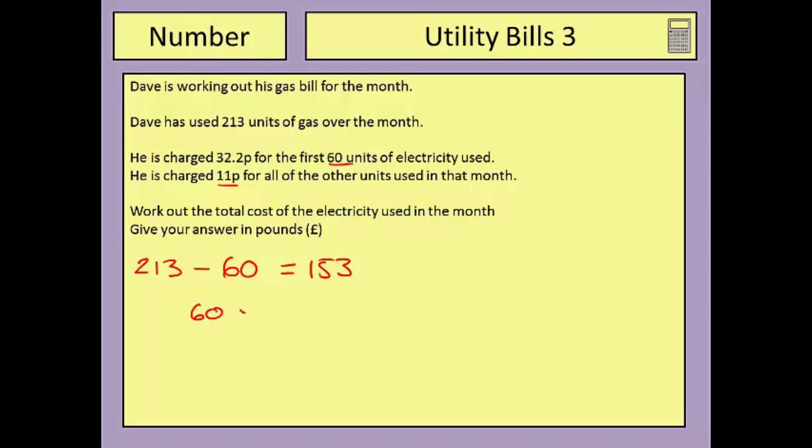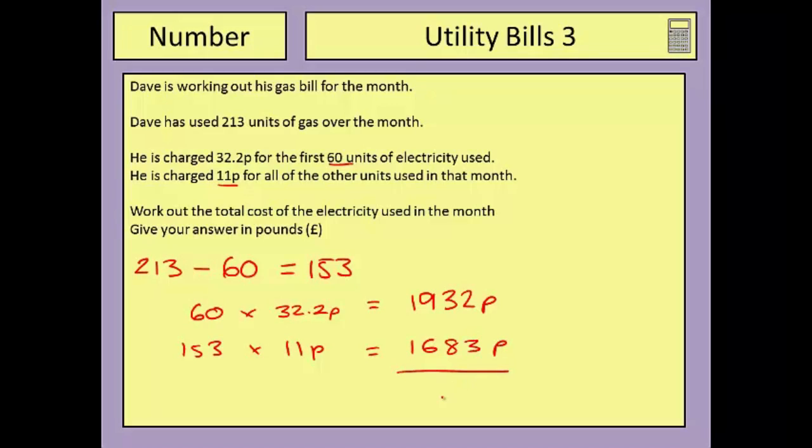So I have two calculations to do here. I've got 60 units being charged at 32.2 pence, and I have 153 units being charged at 11 pence. The total for this section of his bill comes to 1932p, and the total for this section of his bill comes to 1683 pence. Adding these two together gives me 3,615 pence. Now again, like in the previous example, it wants my answer in pounds, so I'm going to turn this into pounds, and it's £36 and 15 pence.